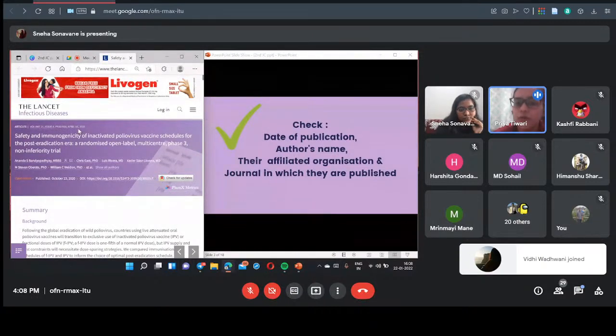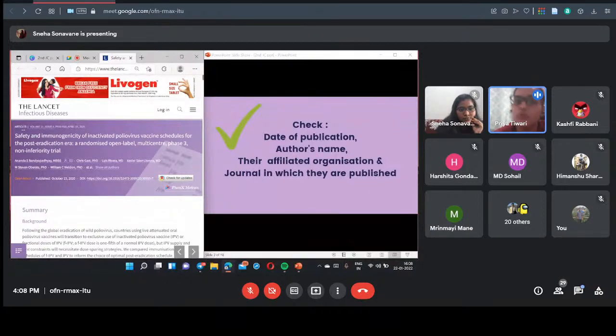Why is it important to check the date of publication? Because recent research is more preferred. Why? Because in the medical field there are continuous advancements, and learning about new research is really important. Then check the author's name and their affiliated organization to verify the authenticity of the paper, and then the journal in which it is published.